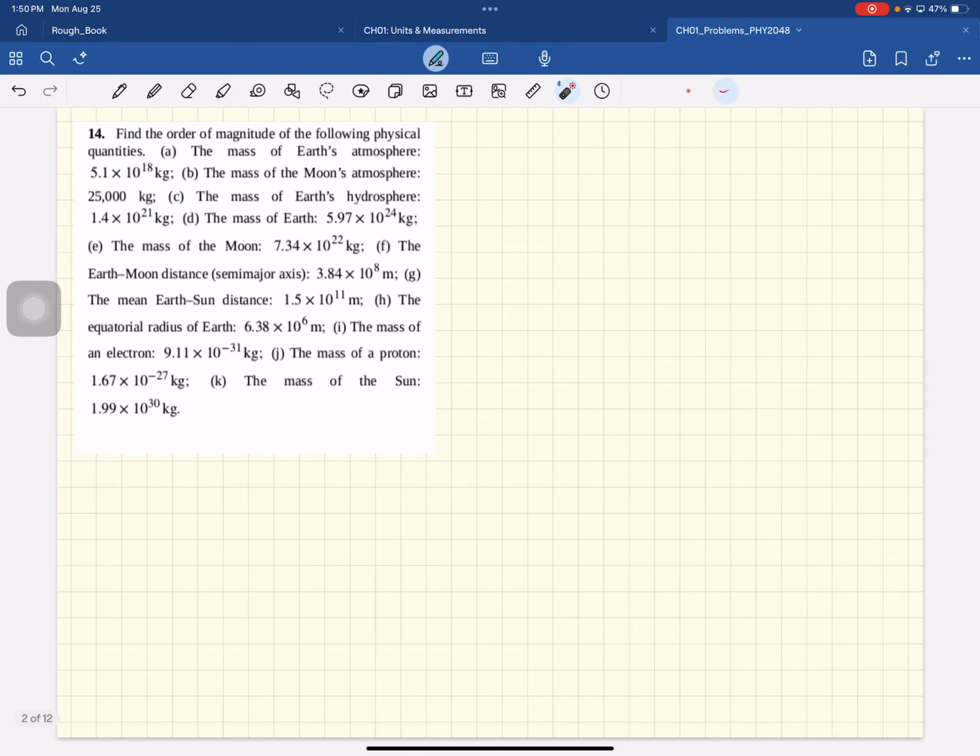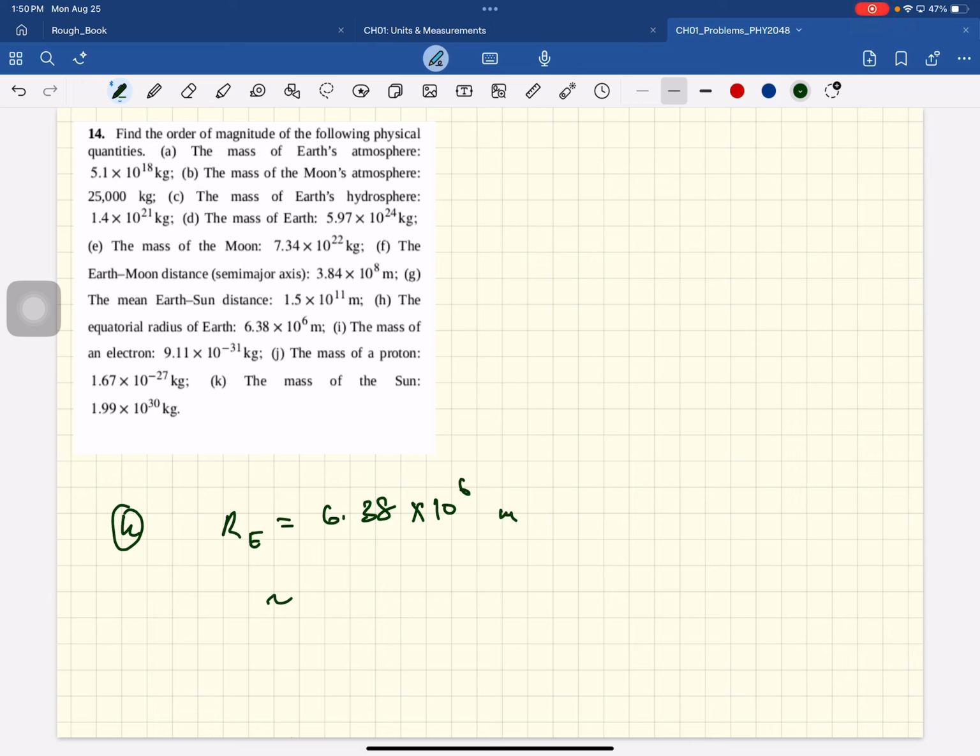Okay, so I'm just going to do maybe one part of this. It says find the order of magnitude of the following physical quantities. The equatorial radius of Earth is that. So the radius of the Earth is 6.38 times 10 to the 6 meters.